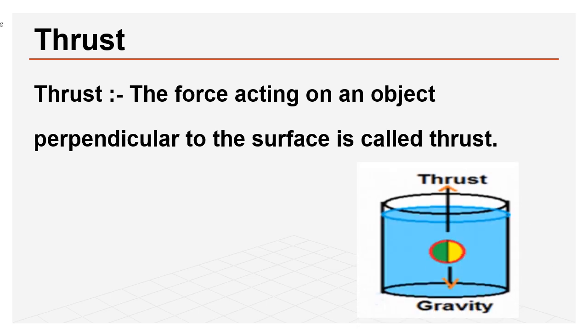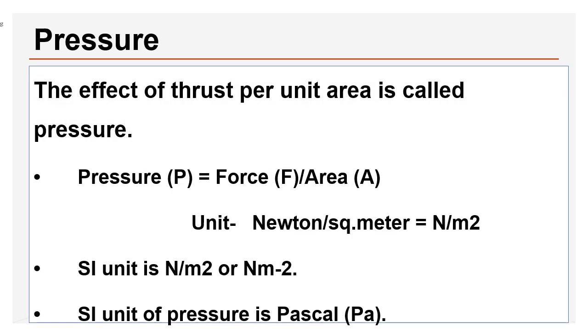Thrust. The force acting on an object perpendicular to the surface is called thrust. The effect of thrust per unit area is called pressure. Pressure is equal to force by area. Unit Newton by square meter. SI unit is Newton by meter square or Pascal.